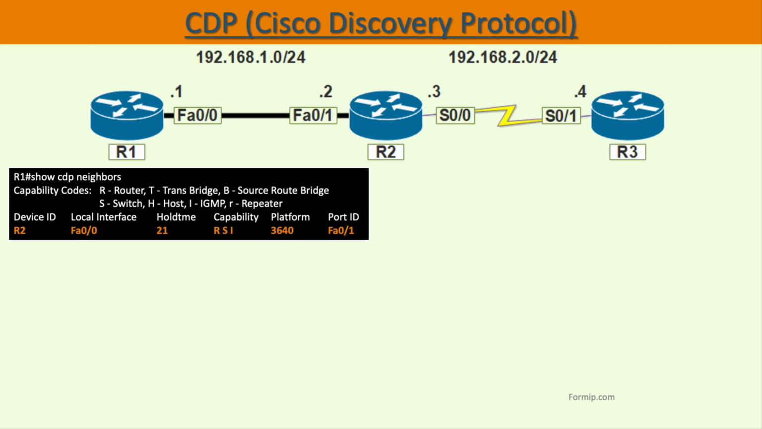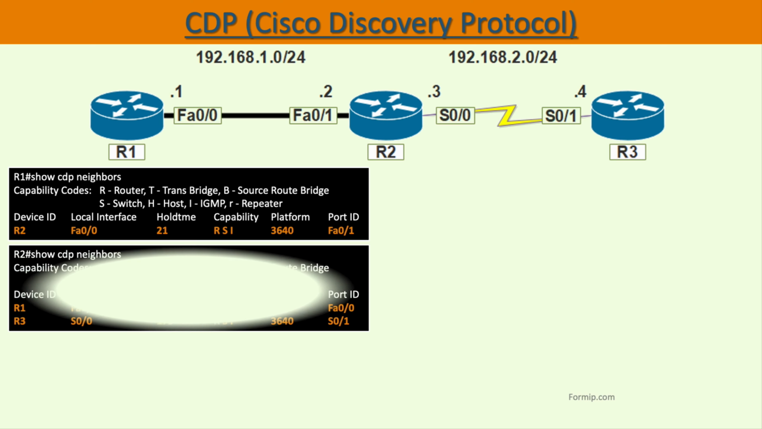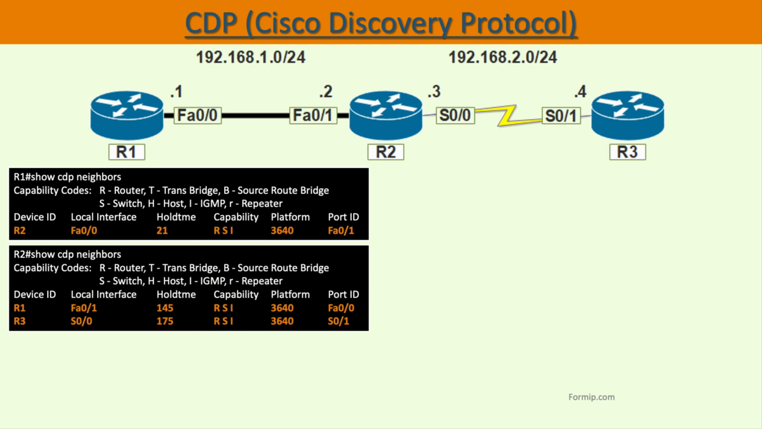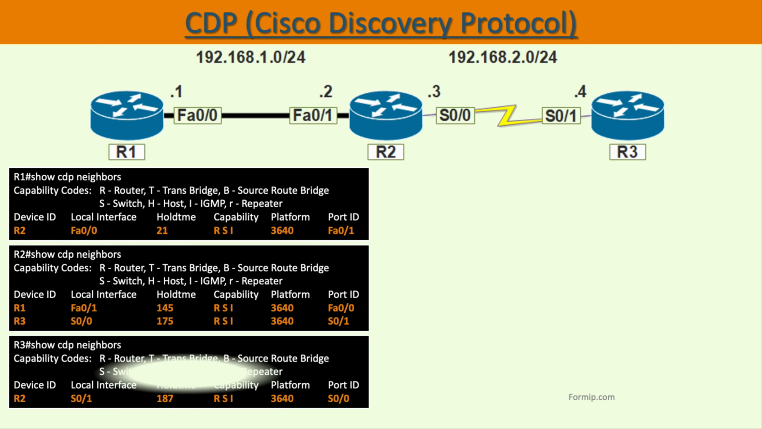On router 1, we can see that it is connected to router 2. We even see that it's a 3640 router, as well as the interfaces on both sides. On router 2, we can see that it has two neighbors, R1 and R3, and on router 3, its neighbor is router 2. We can see that the link between router 2 and router 3 is a serial link.